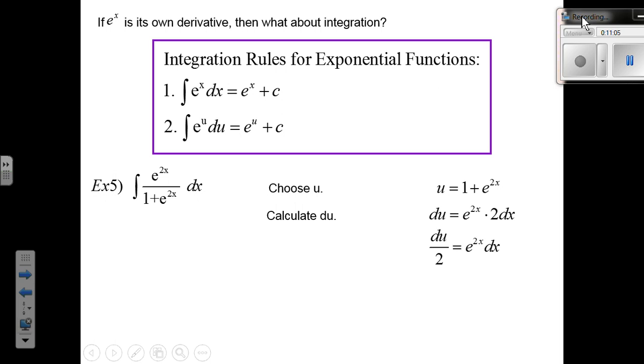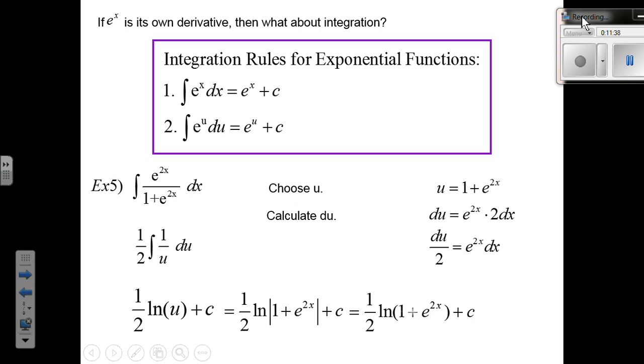Or if you want to solve it for what's there, it's just going to be du divided by 2. So either way you look at it, it's going to be 1/2 integral of 1 over u du. Okay, so if I do the antiderivative of that, that's just ln. So this isn't even using our exponential function rules yet, except for calculating the du. Don't forget to replace your u. So we have 1/2 ln of 1 plus e to the 2x plus c.